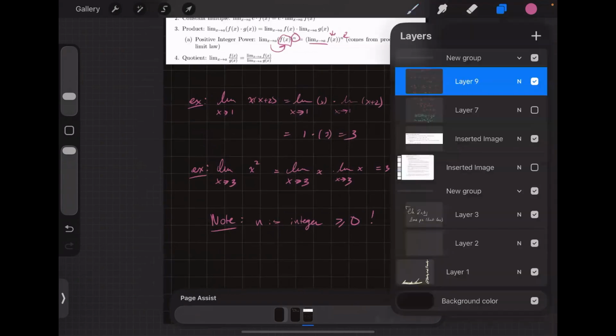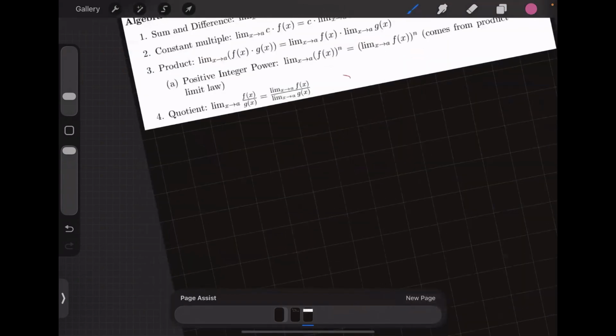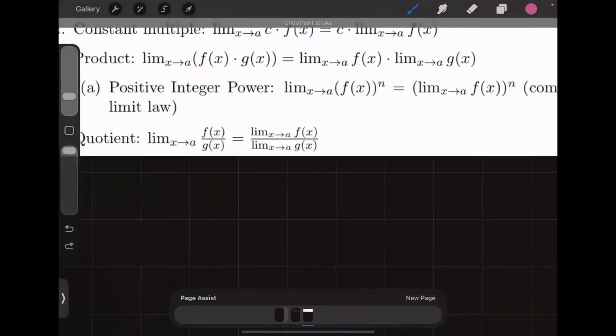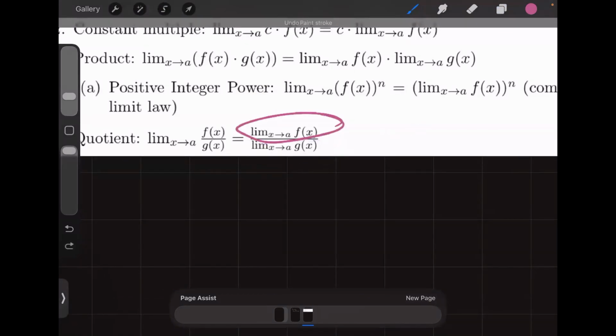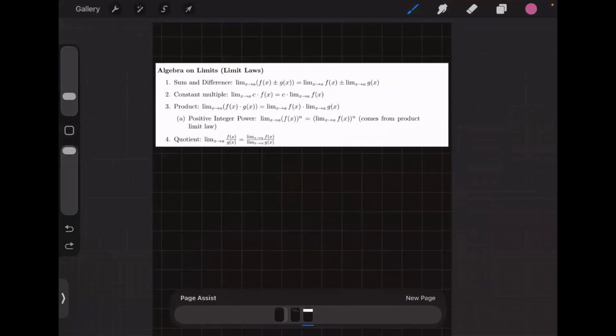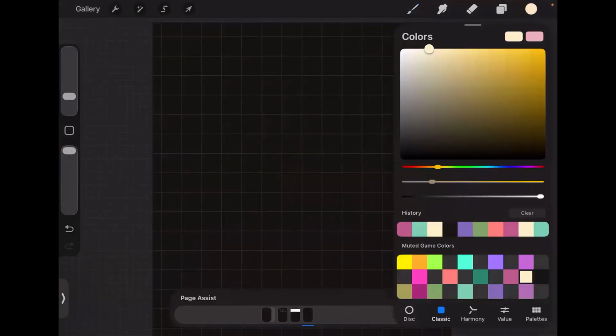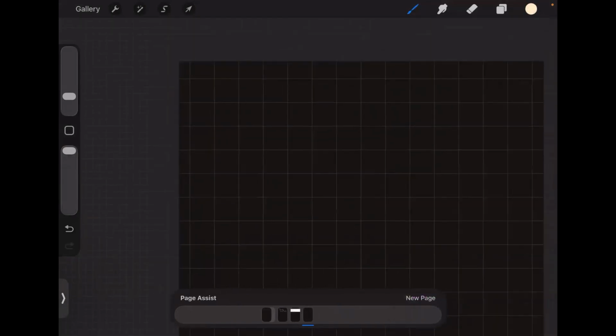Okay. The last thing we'll cover is the quotient. That's pretty straightforward. Limit of the top divided by limit of the bottom. Same thing. The important part is what I'm about to show you, which is the flowchart.